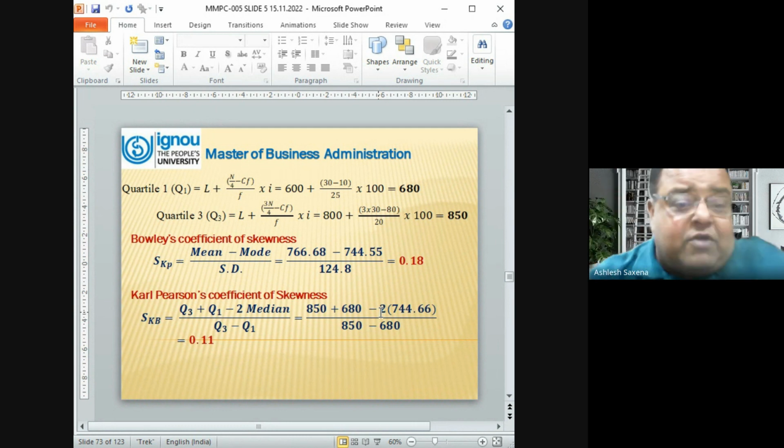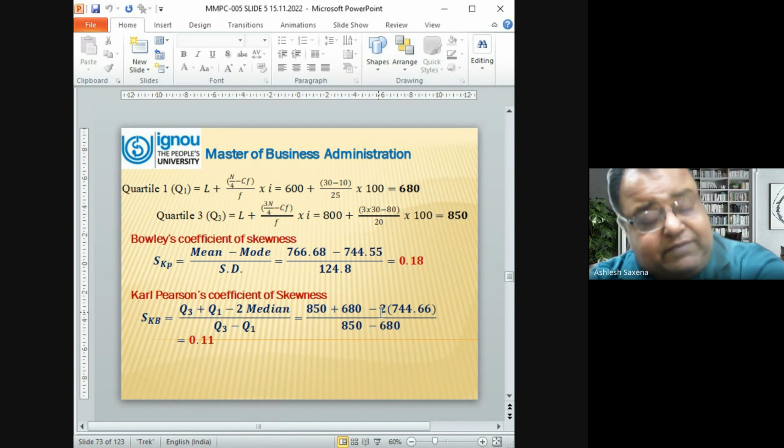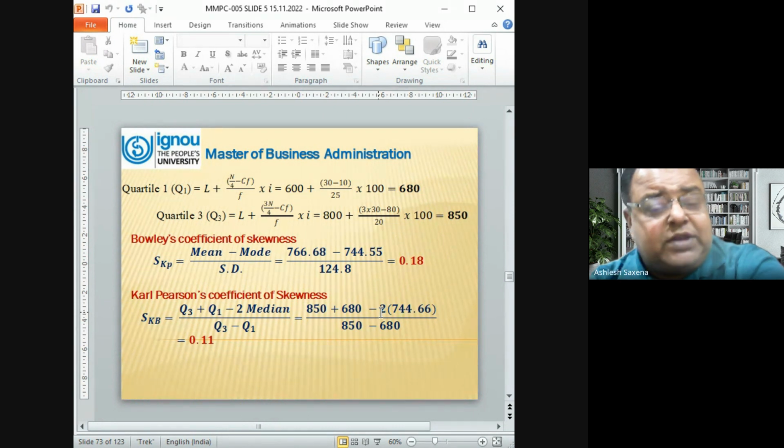Whatever the method, the formula we apply, the answer is not affected by it. Marginally or partly it is affected, but mathematically it is assumed to be the same. Bowley's coefficient of skewness is 0.18 and your Karl Pearson coefficient is 0.11.